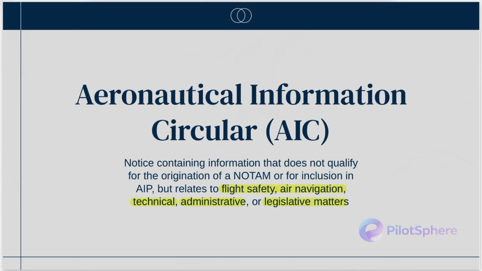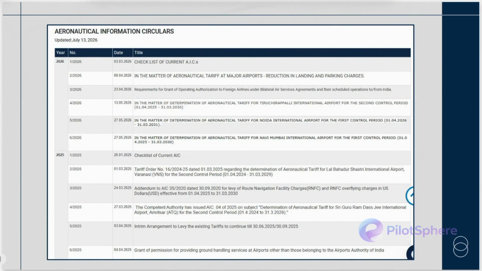It provides us non-urgent but essential knowledge for pilots and operators. For example, if you want to go on the DGCA website and check out some Aeronautical Information Circulars, I'll show you what it looks like. This is the page on the DGCA website. In these documents, you can see there are things relating to airport tariffs. If you scroll even further down to a few years back, you will see that the implementation of DigiYatra is also an Aeronautical Information Circular.